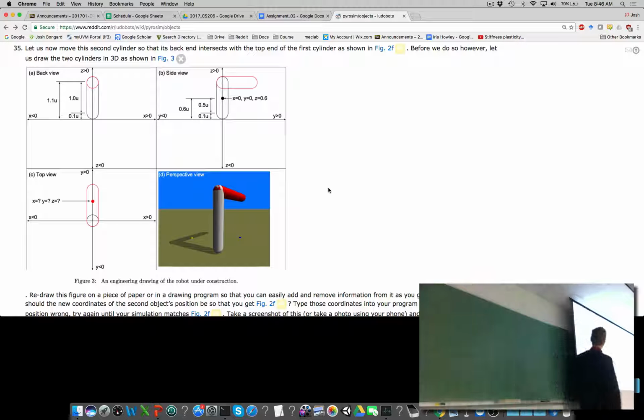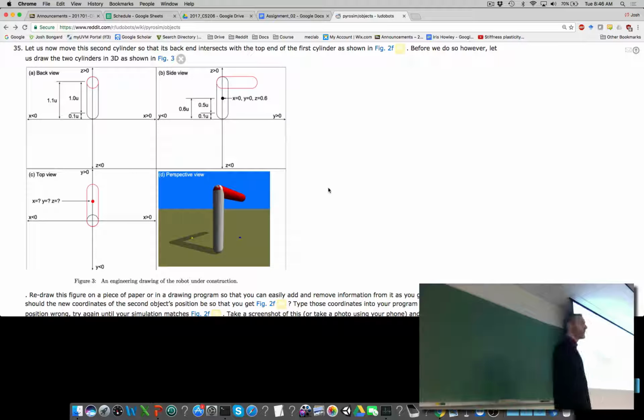So there's our robot seen from the side, seen from the back. There's the white cylinder and the red cylinder pointing into the screen. Here we're looking down onto our robot. We can add things to this drawing depending on where it's most clear to add them.